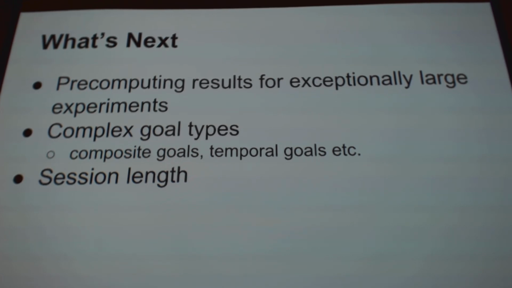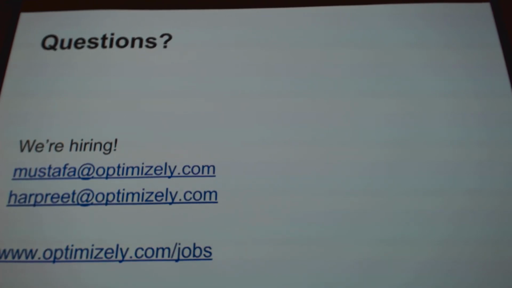So we've pretty much finished building this system, and what's next for us is pre-computing results for really exceptionally large experiments, which we can't expect to respond to with a scan in real time. And other than that, we're looking to take advantage of our schema to create many more features for our product, including complex board types, which involve taking two rows and using that in some way, and other features like session learning. So that's about it for us.